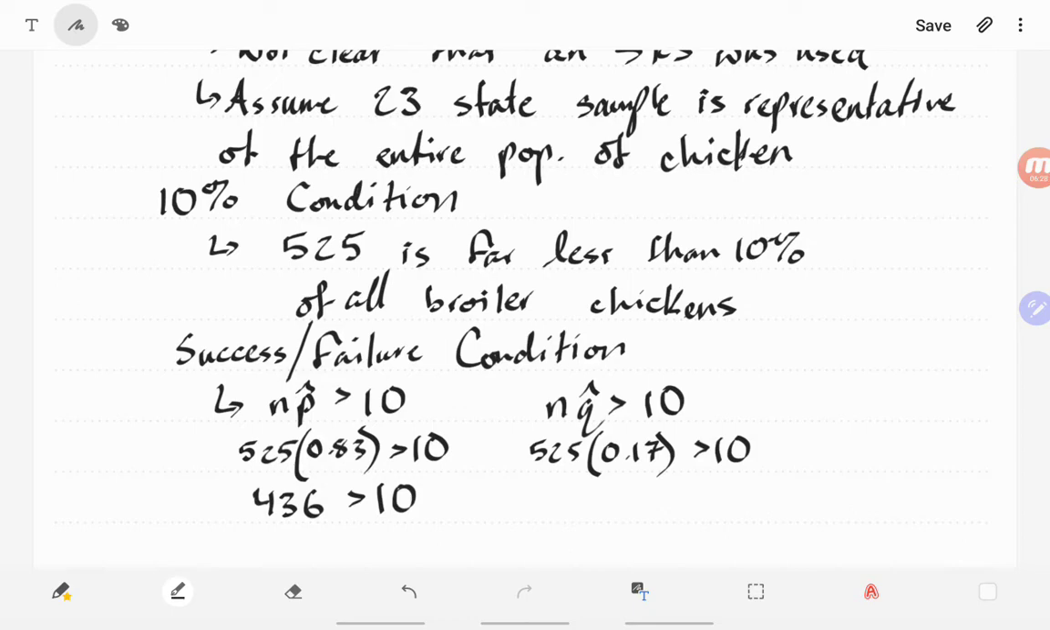Obviously, we don't want that in real life, but what we're looking at here is we are testing for infection. So therefore, p hat, our proportion of successes, is the proportion of chickens that are in fact infected with some sort of bacteria. And over here we've got 89. 89 is greater than 10.